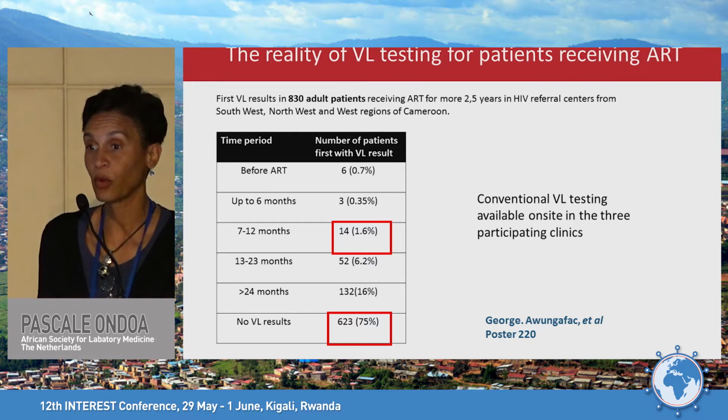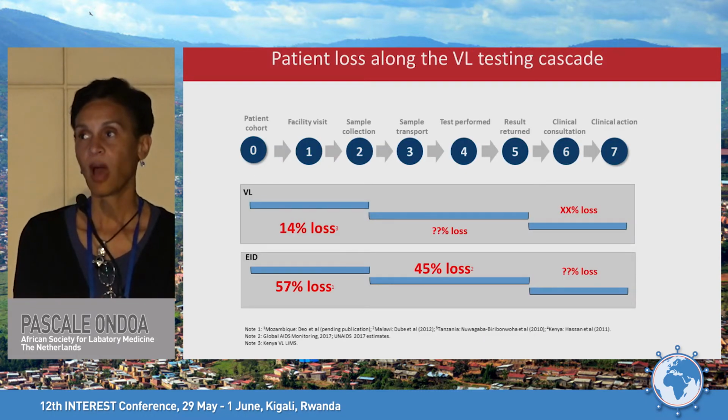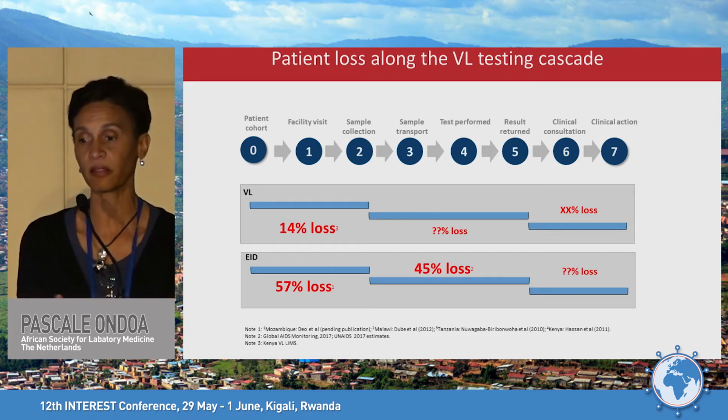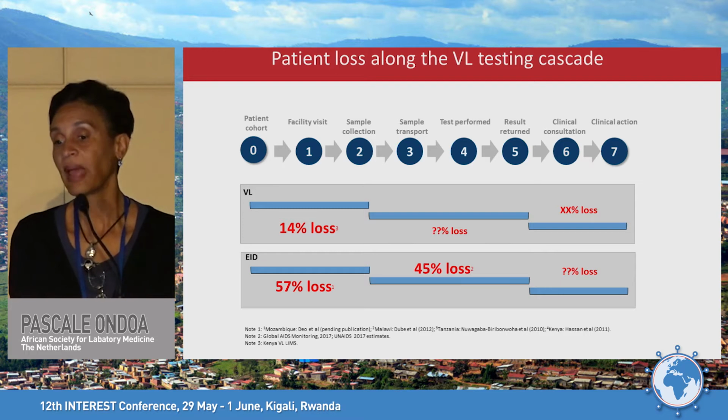That's poster number 220. So actually, these data illustrate how difficult it is for the viral load testing to actually impact the clinical outcome. And it illustrates the fact that this viral load testing is a complex cascade of care that starts with the patient visiting the facility, the sample is being collected, transported, the test should be performed all the way to the clinical action. And here we made a graphic of at least 8 steps.